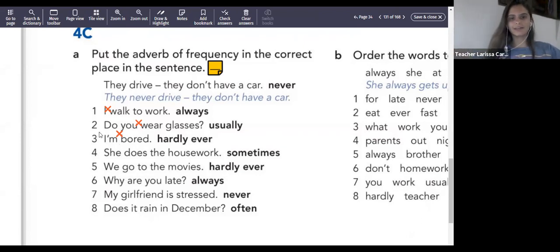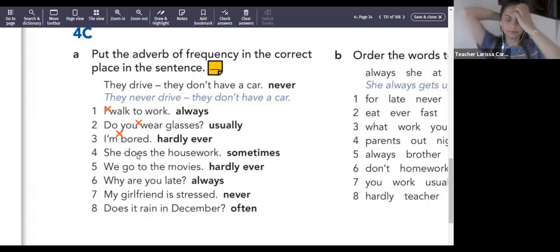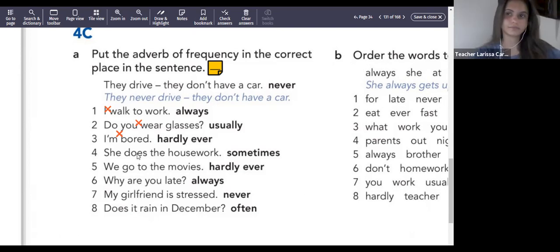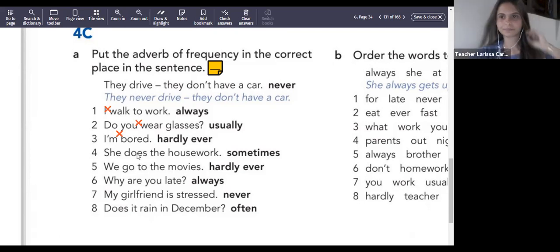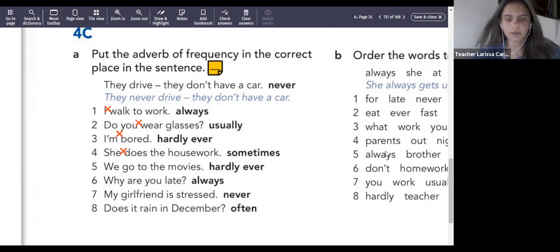The adverb is sometimes. She does sometimes the housework. Are you sure? Does is the main verb. Então, fica depois, não? It's after. Oh, it's before. It's before the main verb. É quando é verbo to be que fica depois. Yes. Then, she sometimes does the housework. Great. Eu preciso decorar essa ordem. Não, não precisa decorar, precisa praticar.